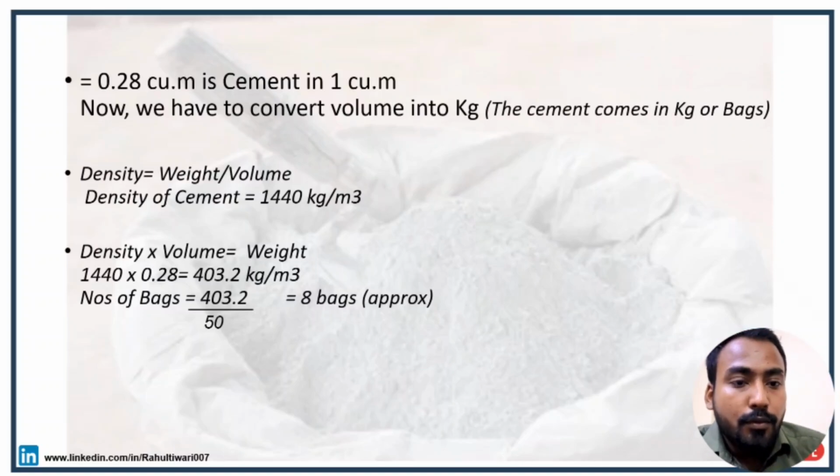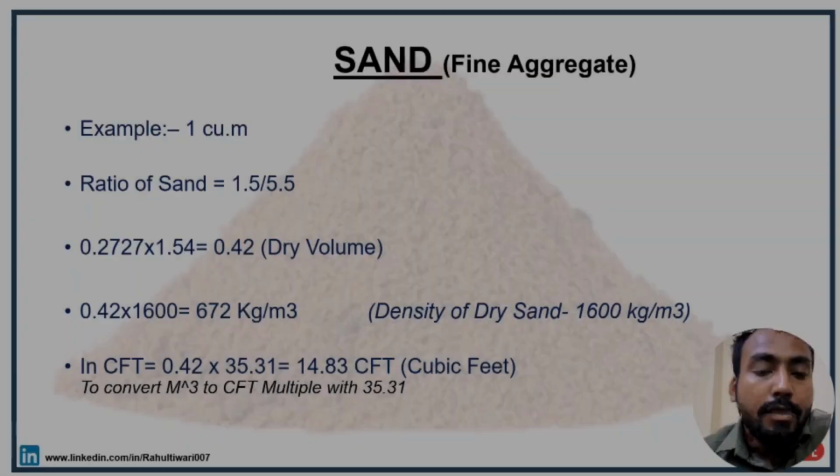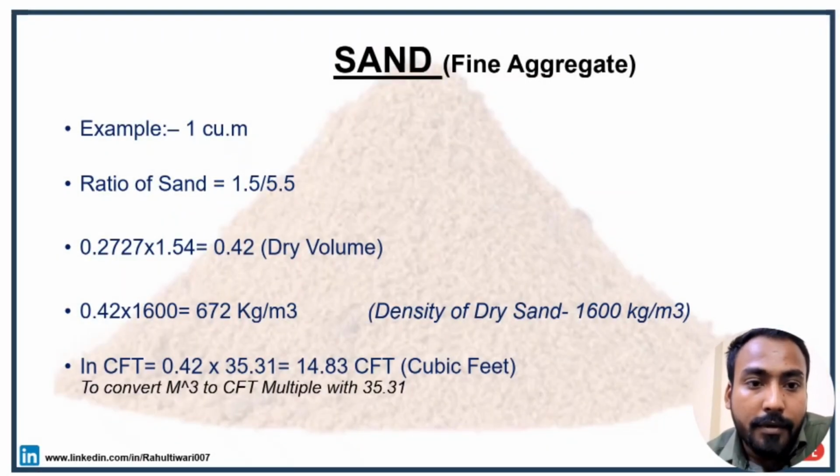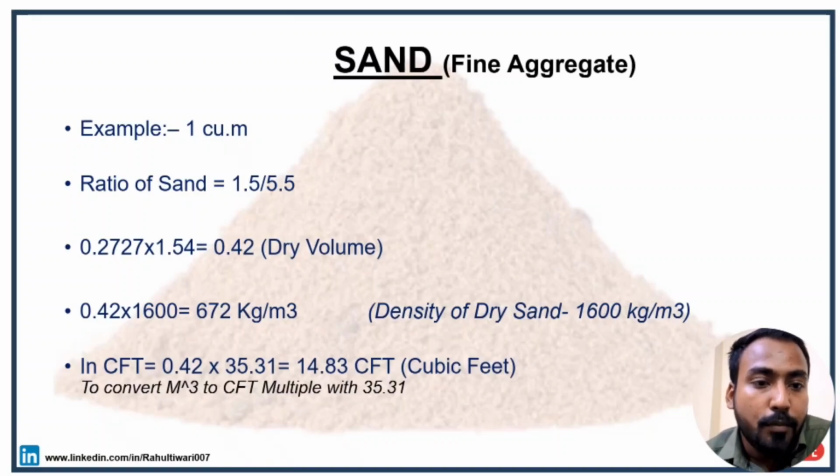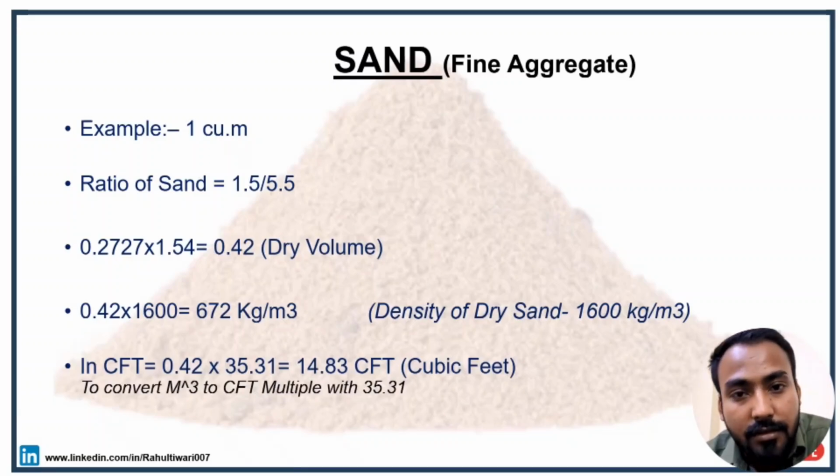Next we will calculate the sand. How will we calculate the sand quantity in 1 cubic meter? For example, I have taken the ratio of sand as 1.5 upon 5.5 and then multiplied with the dry factor to convert into dry volume, 0.42. With the same formula as in the previous slides, 0.42 into 1600, volume into density, gives 672 kg per meter cube. The standard density of dry sand is 1600 kg per meter cube.